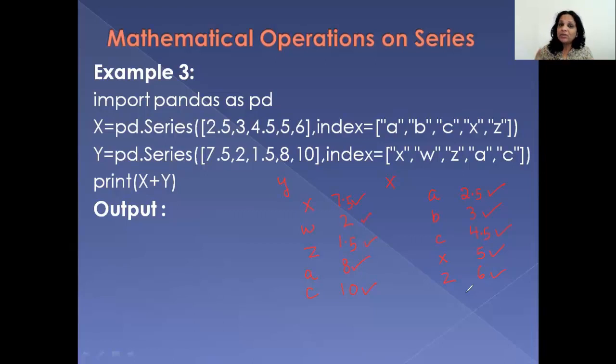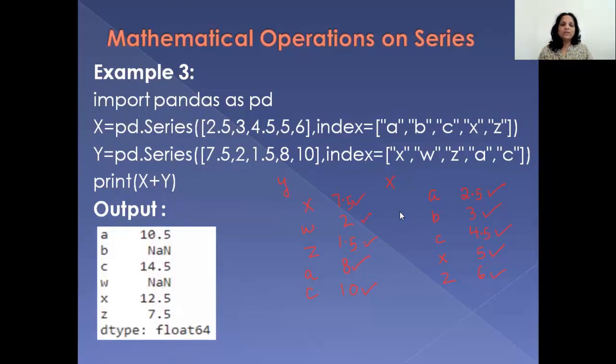But another important thing is in which order are you going to be seeing the data? You're going to be seeing the data in the ascending order of the labels. So I just want to show it to you here. This is how your output looks. So you got A as 10.5.